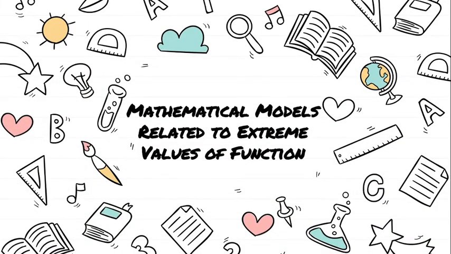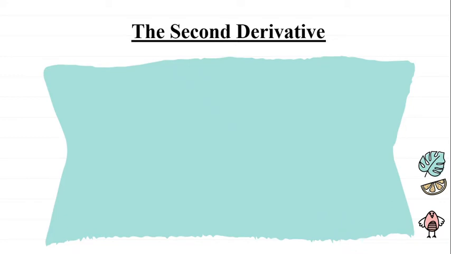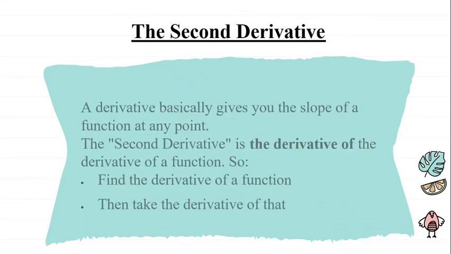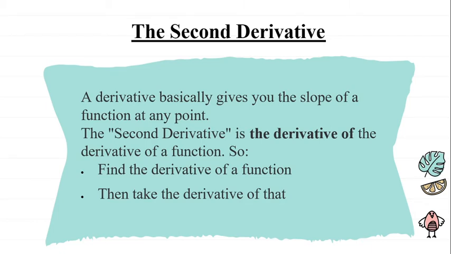Mathematical models relate to extreme values of function. Before we learn about mathematical models relate to extreme values of function, let's learn about the second derivative first. A derivative basically gives you the slope of a function at any point. The second derivative is the derivative of the derivative of a function. So, find the derivative of a function, then take the derivative of that.